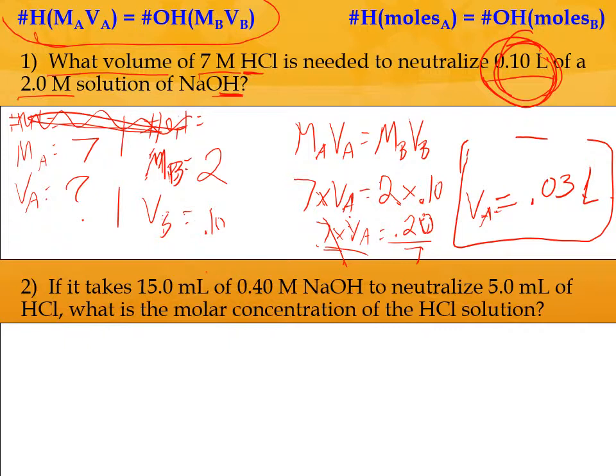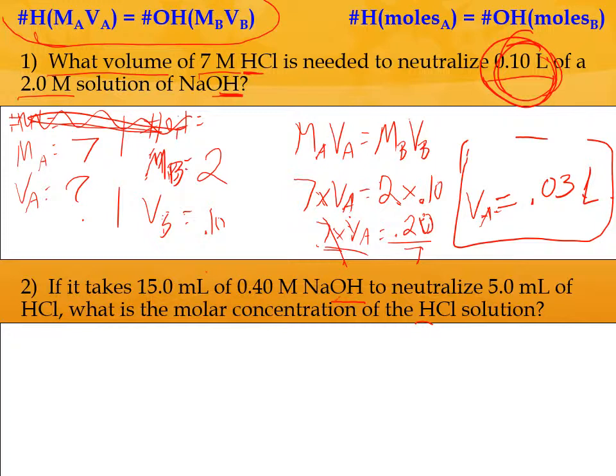For the second question at the bottom, it says it takes 15 milliliters of a 0.40 molar NaOH solution to neutralize 5 milliliters of HCl, and wants to figure out what is the molar concentration of the HCl solution. Looking at our acid and base, once again, our base only has one OH in it, and our acid only has one H in it, so we don't have to do any updating to our formula. We don't need that number of H's, number of OH's. It's going to be 1, so we'll just leave it blank.